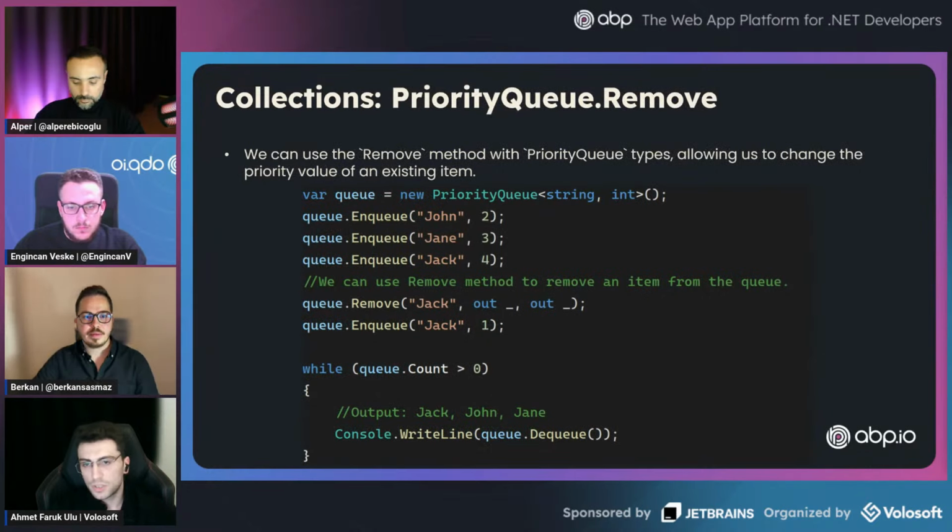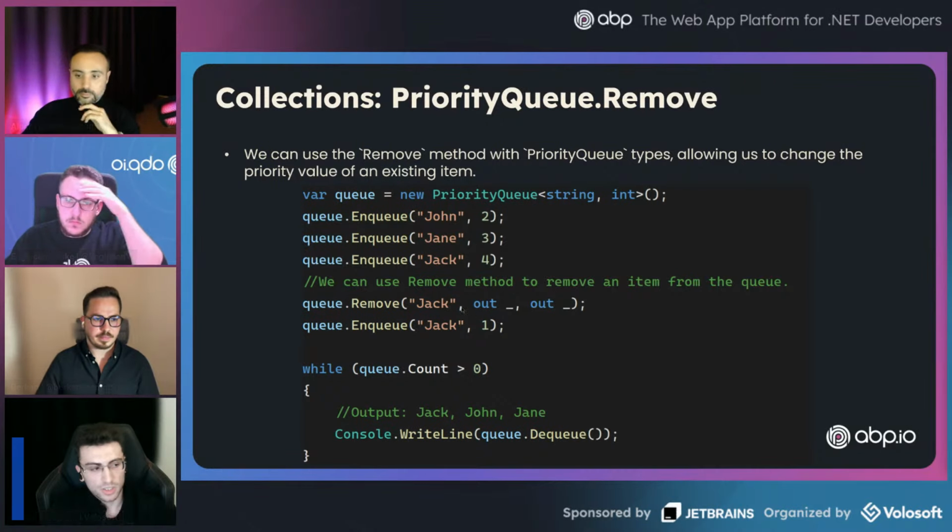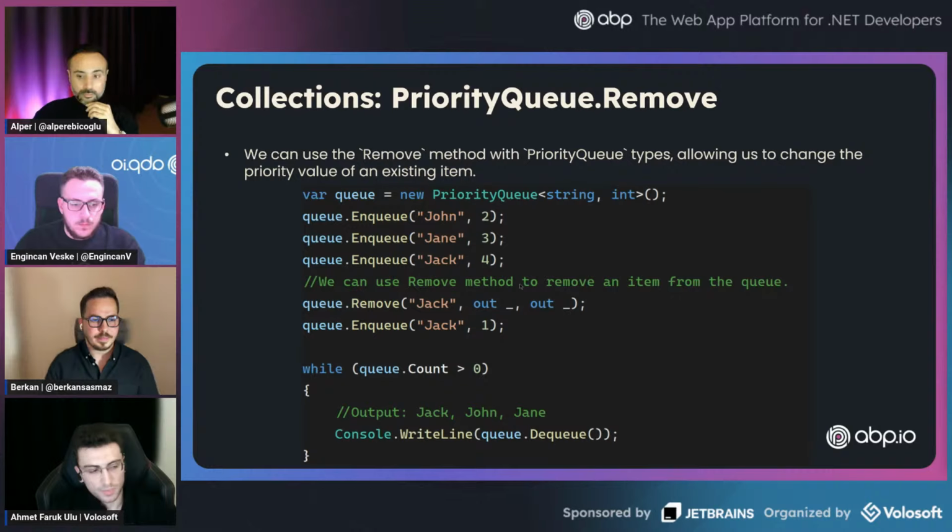The other one is the PriorityQueue Remove method. We can use a priority queue when we need to process items based on their priority. Before .NET 9, we couldn't update or remove existing items. However, with .NET 9, we can remove the item with the Remove method and also reinsert it with a new priority if needed. In the following example, you can see Jack added as the fourth, but we want to change its priority. Then we can remove Jack with a discard expression. After that, we can enqueue the same value with the desired priority.